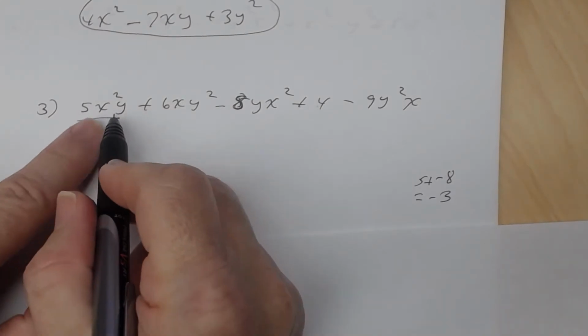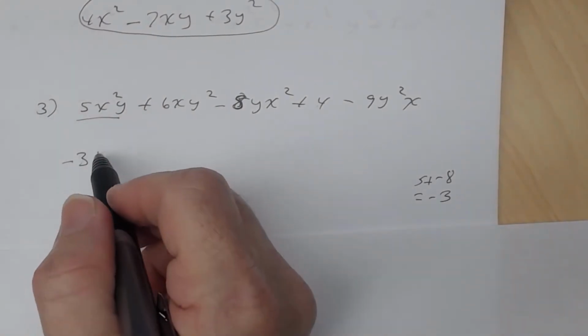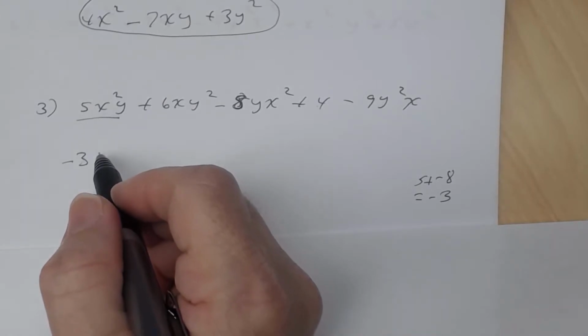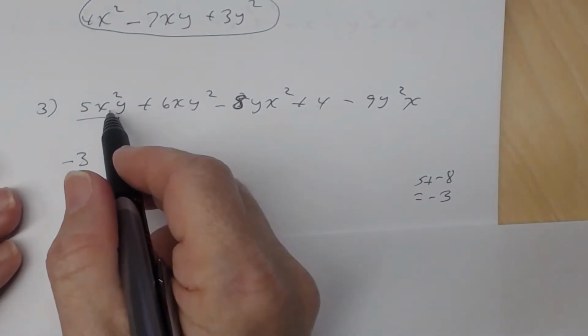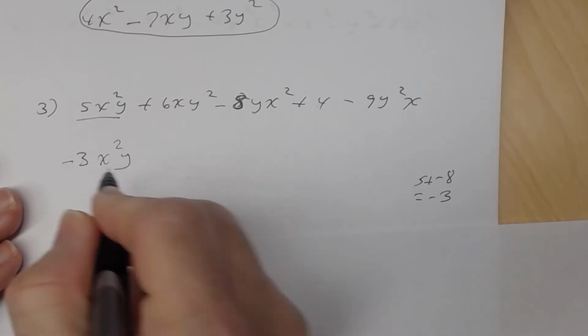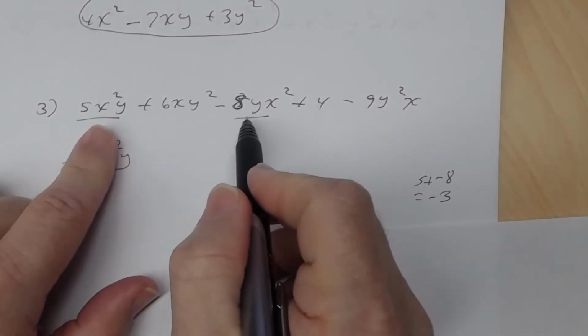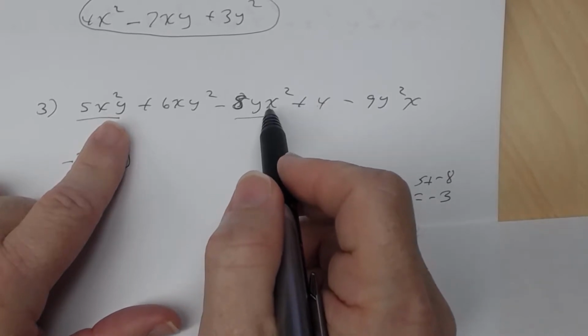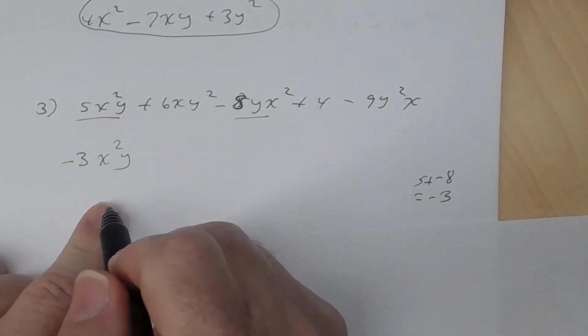When we write the terms and there's more than one variable in the term, we put them in alphabetical order. So I'm going to put x first. So it'll be x squared y. So these two terms are alike. 5x squared y and a negative 8yx squared is a negative 3x squared y.